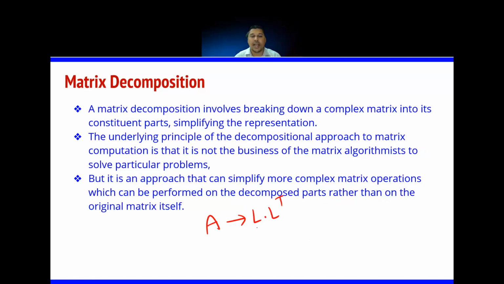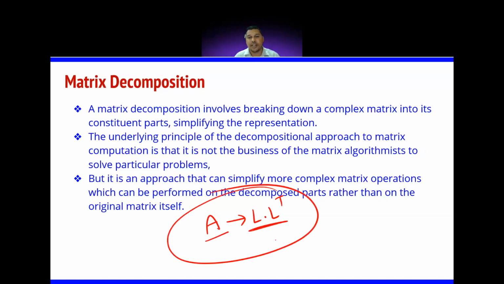L is a triangular matrix. So if I have a matrix A, I am representing it as two different matrices. This is one way of matrix decomposition. If you multiply both, you get A again.